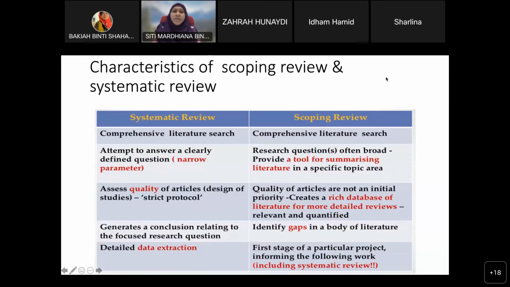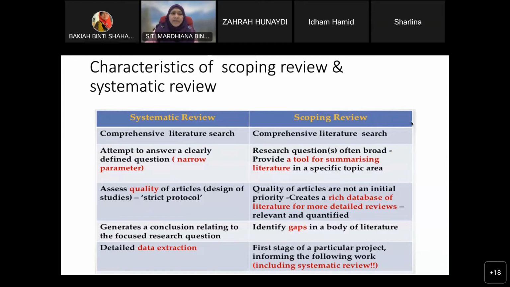So the characteristics of the scoping review and systematic review, like I mentioned just now: both involve a comprehensive literature search. And for systematic review, it attempts to answer a clearly defined question or looks at a narrow parameter. Whereas for the scoping review, the research question is often broad, and it may provide a tool for summarizing the literature in a specific topic area.